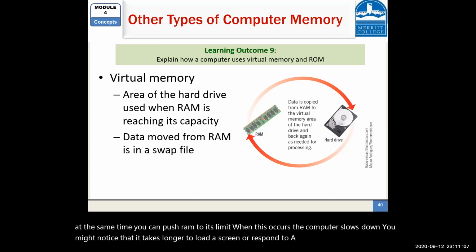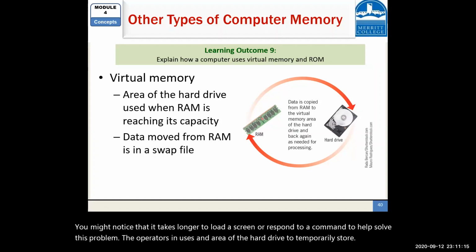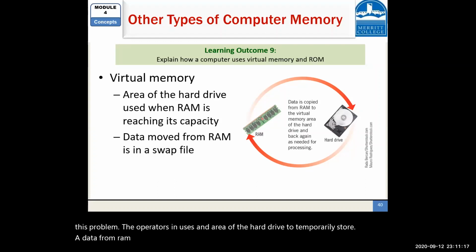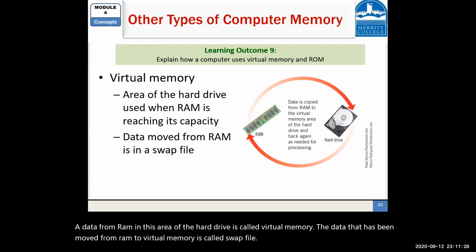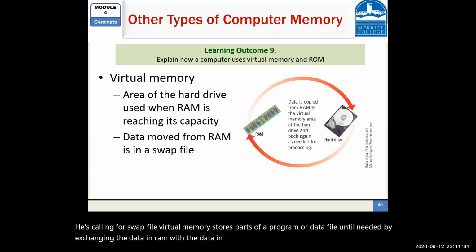To help solve this problem, the operating system uses an area of the hard drive to temporarily store data from RAM. This area of the hard drive is called virtual memory. The data that has been moved from RAM to virtual memory is called a swap file. Virtual memory stores parts of a program or data file until needed. By exchanging the data in RAM with the data in virtual memory, your computer gains almost unlimited memory capacity.